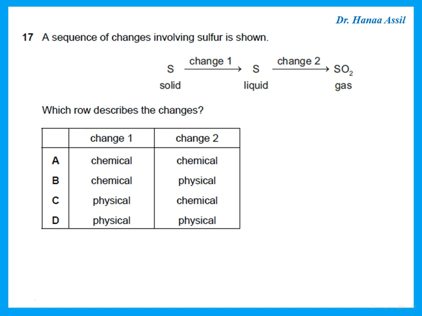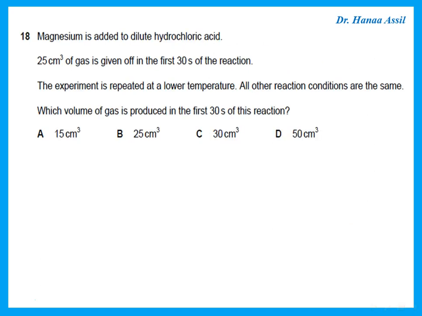We did not change the substance. So I still have sulfur. Whether it's a solid or a liquid, it's still sulfur. This change is physical. So my answer is C or D. Then change 2, I'm changing sulfur to sulfur dioxide. Well, I changed and I got a different product completely. That is a chemical change. So my answer is C.